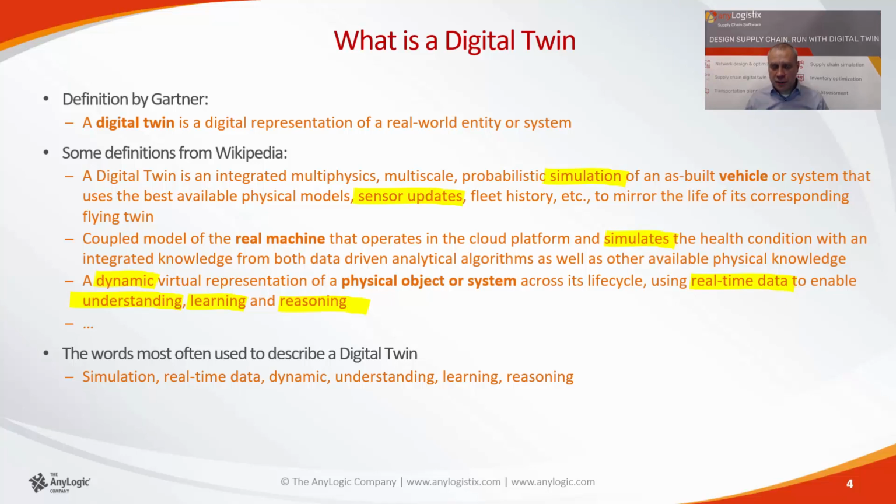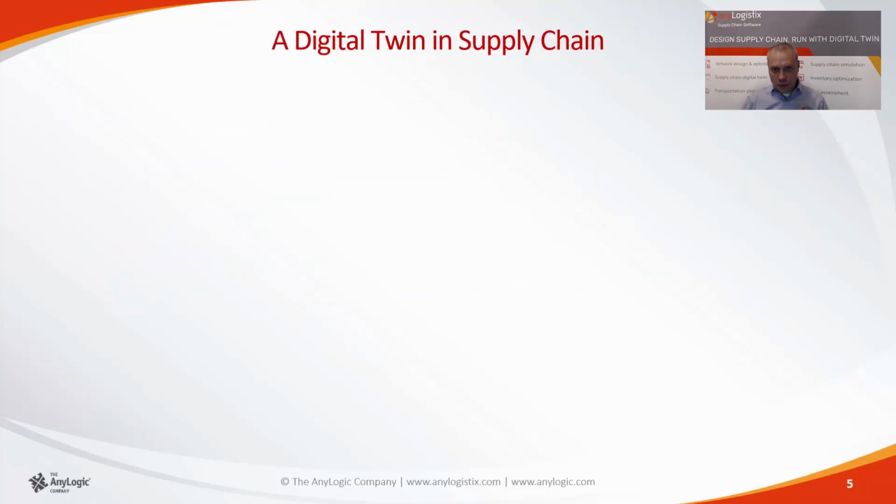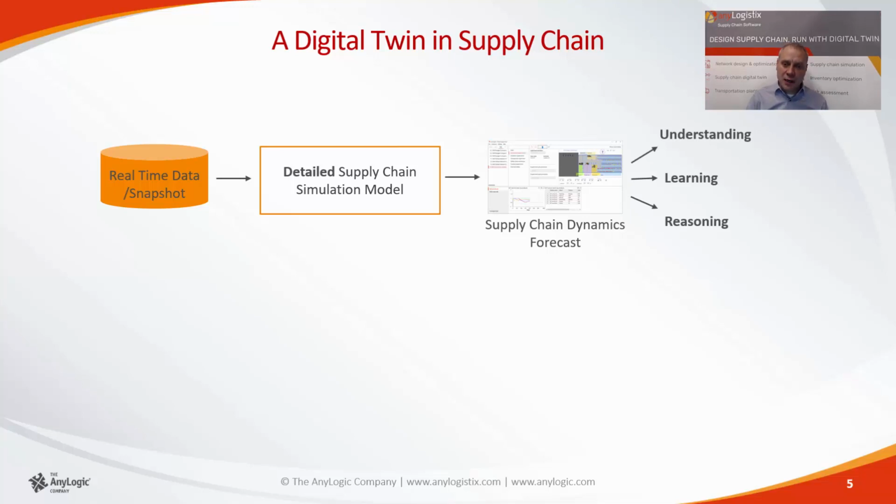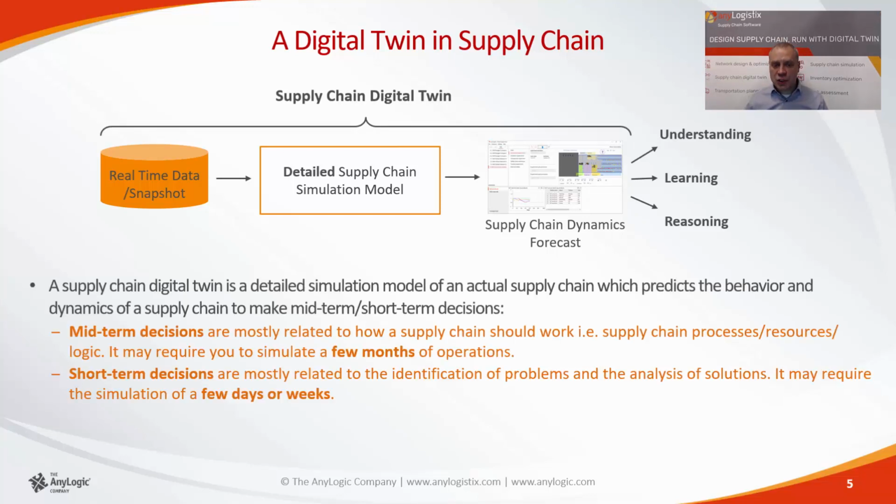If we apply the same terminology to the supply chain, we'll get the following picture. Supply chain digital twin is a detailed supply chain simulation model which reads real-time data or snapshot of data, then forecasts the dynamics of the supply chain behavior, and then this dynamics is used to understand how your supply chain works, to learn various dependencies inside your supply chain, as well as to test an action plan or to test actions which you do with your supply chain. And all that together is a supply chain digital twin.